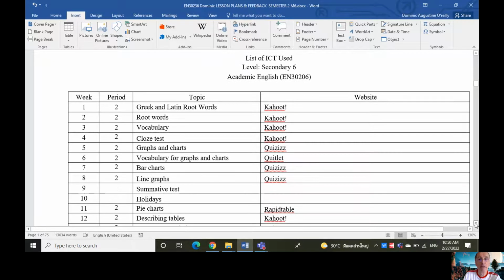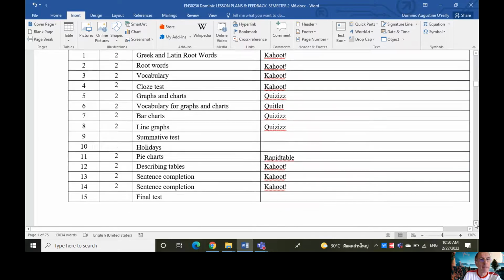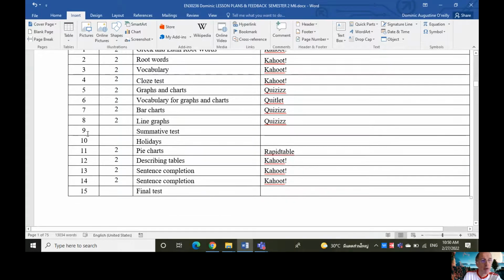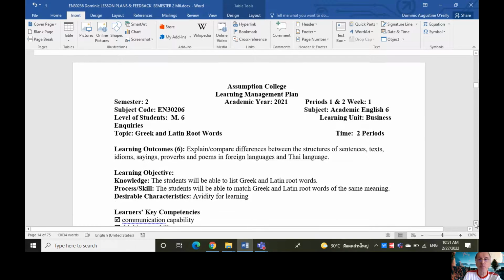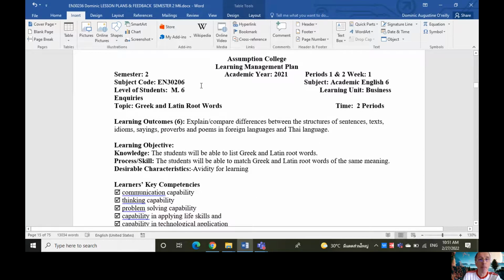So here we are, list of ICT used. Okay, again, make sure it corresponds with your holidays, summative test, holidays, week 9, week 10, final test, week 15. Obviously in the first semester that will be different. And then, okay, so here we go. Now, learning management plan, academic year, make sure the year is correct. The code is correct. Okay, make sure you have periods 1 and 2, week 1, time 2 periods, all of this.